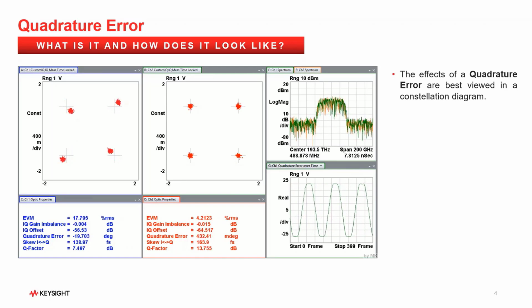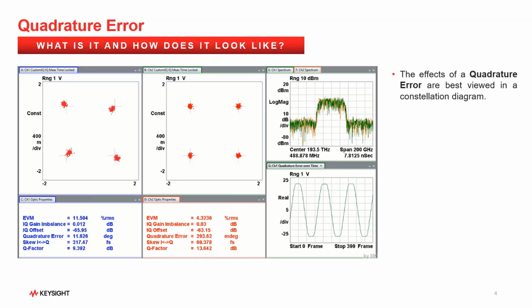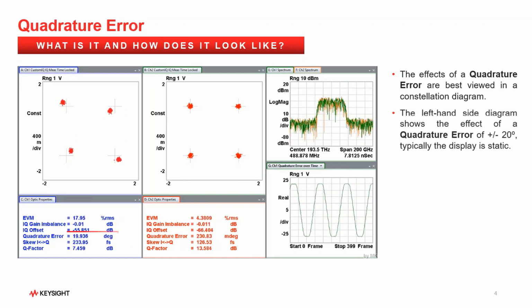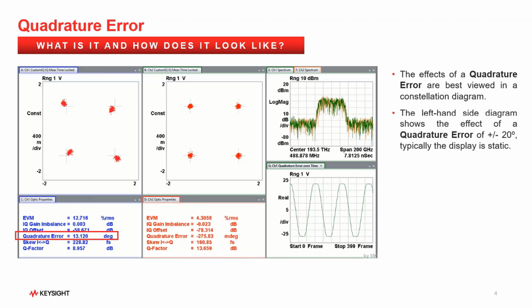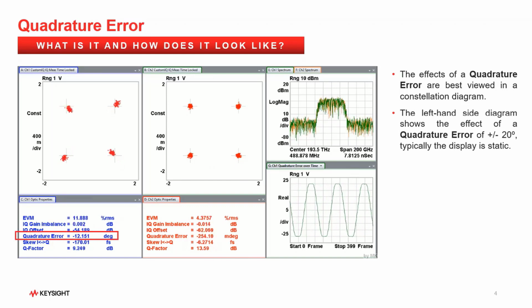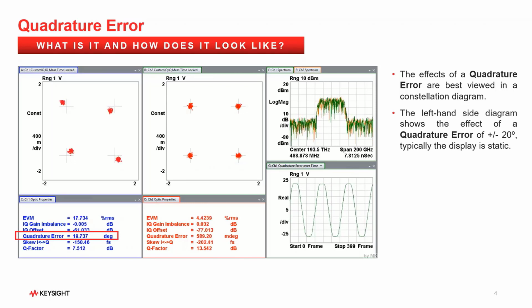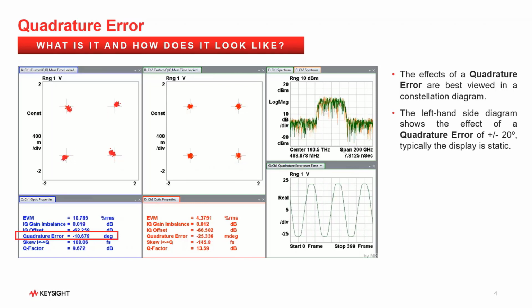As you can see, the spectrum in the upper right corner shows no change due to the quadrature error. On the left of the 2 constellation diagrams, you can see the effect of a quadrature error of 20 degrees plus minus. The quadrature error and thus the display is usually static. For illustration purposes, the quadrature error was varied dynamically over time.